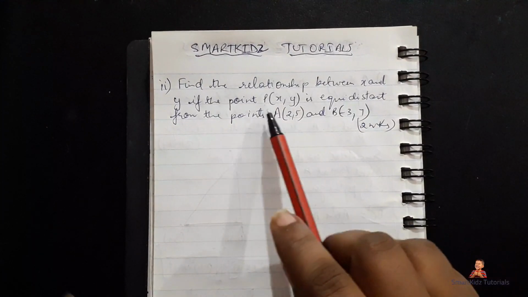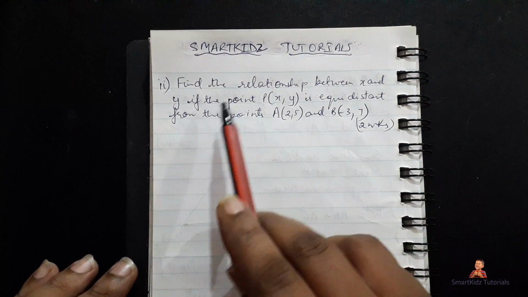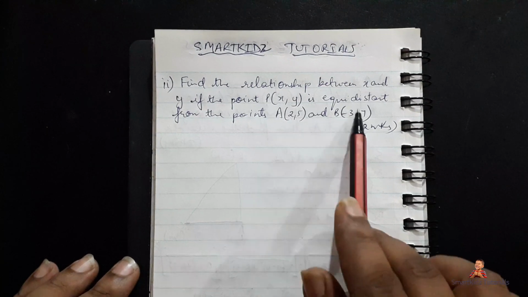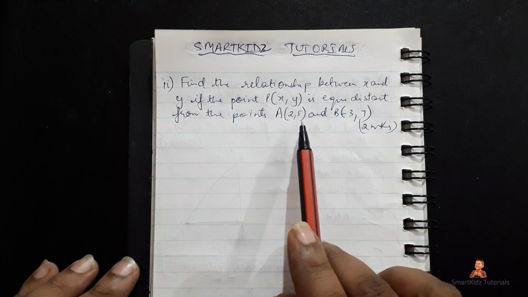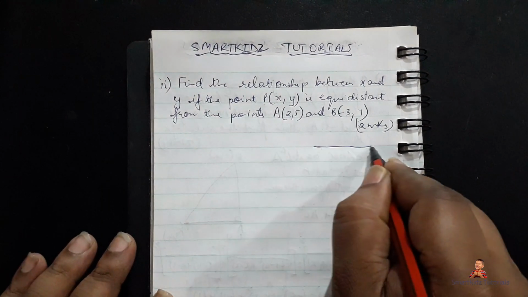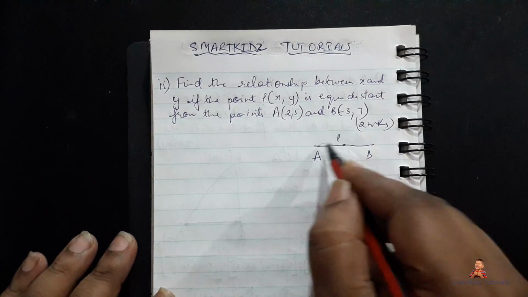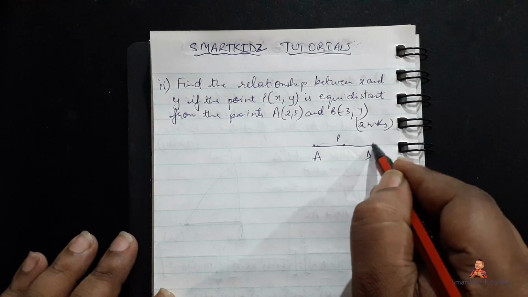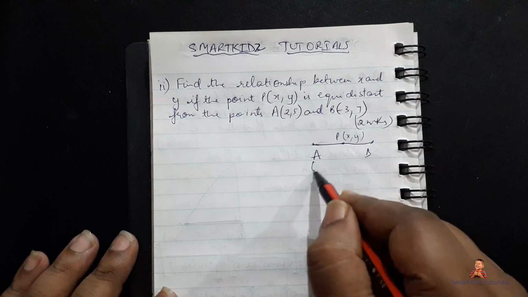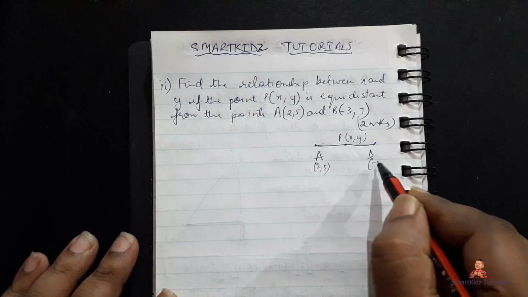Finally, we come to the last question of question 3, that is question 3D, second part. Find the relationship between x and y if the point P(x, y) is equidistant from the points A(2, 5) and B(-3, 7). So we have this line AB, and we have this point P which is at equal distance from point A and point B, with coordinates (x, y), and A has coordinates (2, 5), and the coordinate of B is (-3, 7).